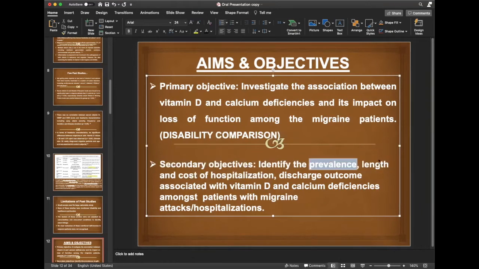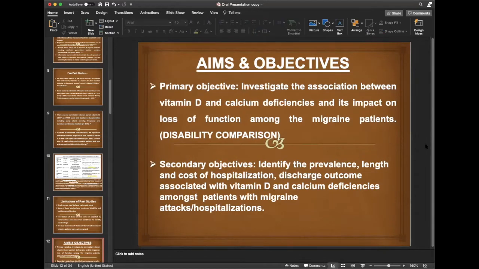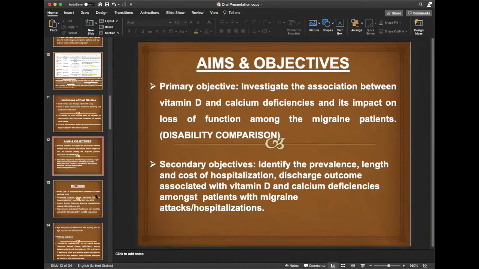Identify number one, 2A, 2B length, 2C cost, 2D discharge outcome. So you don't have to describe everything in detail, but overall you need to describe what the primary is, number one, and what the secondary is, number two.